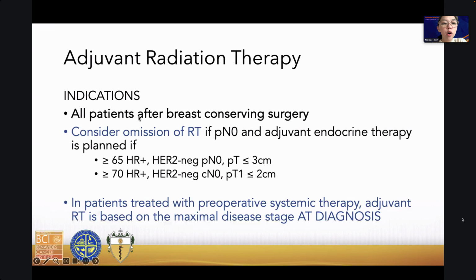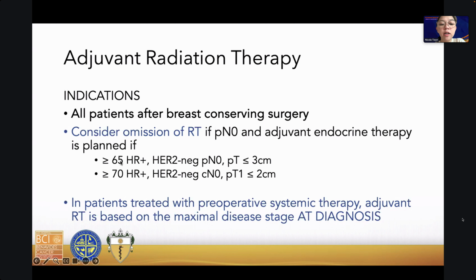Next indication, all patients after breast conserving surgery. So as we know, part of your breast conserving surgery is the radiation therapy. Omission of RT in these cases results in increased recurrence as high as 50 to 70% chance of ipsilateral breast cancer recurrence, no? But new studies have shown that we may consider omission of RT if the patient has no positive nodes, pathologic N0, and they are planned for adjuvant endocrine therapy anyway.